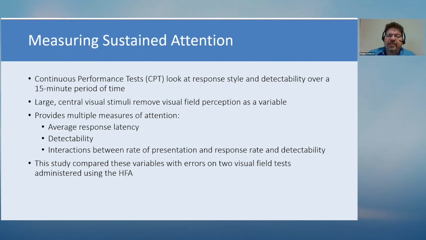So how do we measure sustained attention? The primary tool used by psychologists is a class of tests called continuous performance tests. These tests measure response style and detectability over a 15 to 20 minute period of time. The test used large central visual stimuli, which removes visual field perception as a factor. Multiple measures are taken, including average response latency and detectability. One of the insights provided by the results of the interaction is that we do see an impact of rate of presentation on response latency and detectability. So that interaction is important for understanding people's response style and attentional variables. In this study, we looked at correlations between those variables and two measures of reliability on the HFA, loss of fixation and false positive responses.